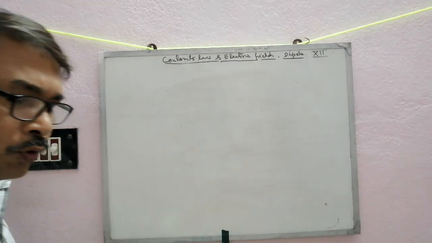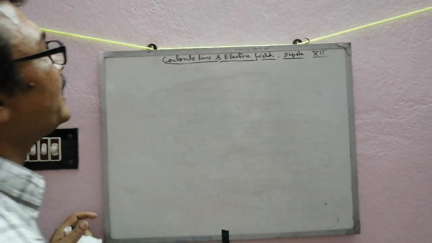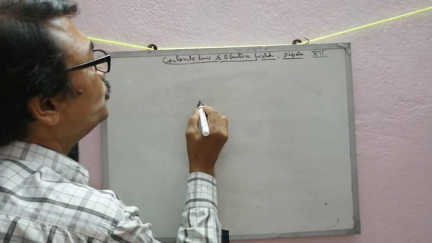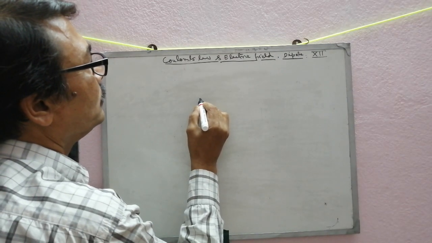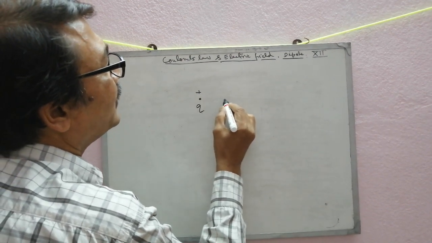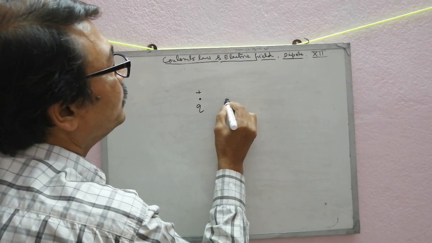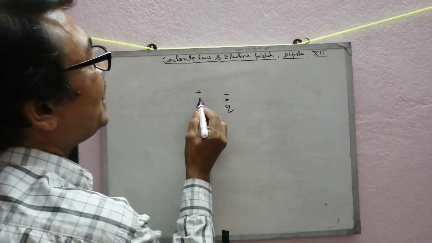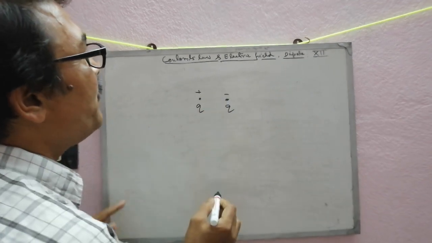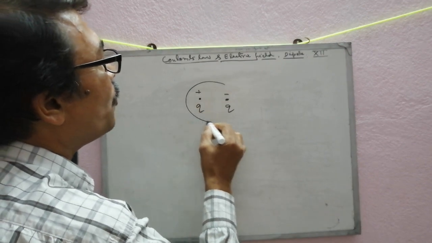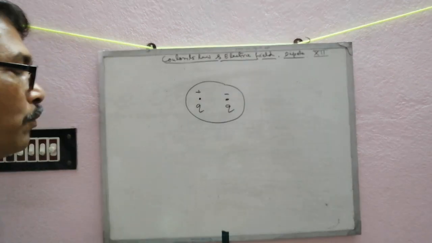Electric dipole. What is the electric dipole? If two charges, one is positive, suppose Q, and another is negative, two equal and opposite charges, are placed very close to each other, then this system is called the electric dipole.